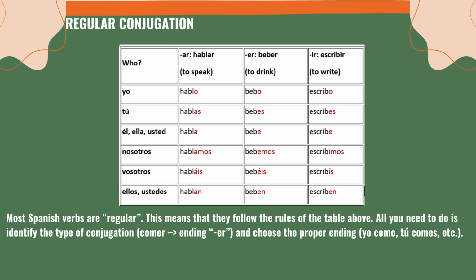And it continues for nosotros, we, vosotros, you all, informal, and ellos, or ustedes, they, or you all, formal. The same pattern applies to -er verbs like beber, and -ir verbs like escribir. Most Spanish verbs are regular, meaning they follow these rules. So if you know the verb type and the subject pronoun, you can easily conjugate the verb.